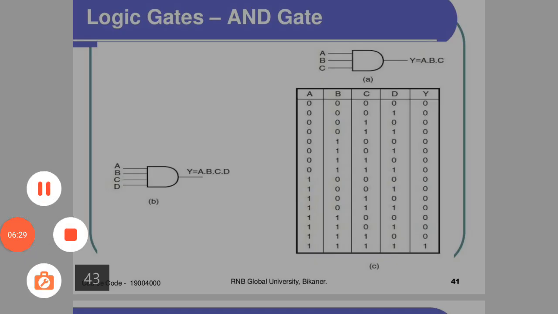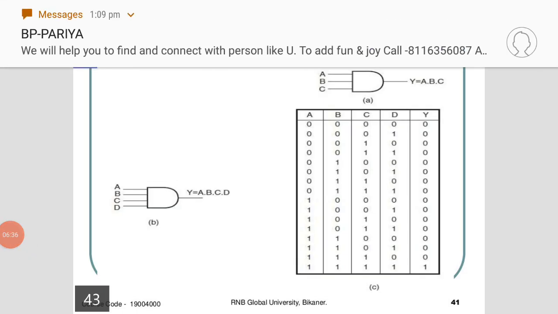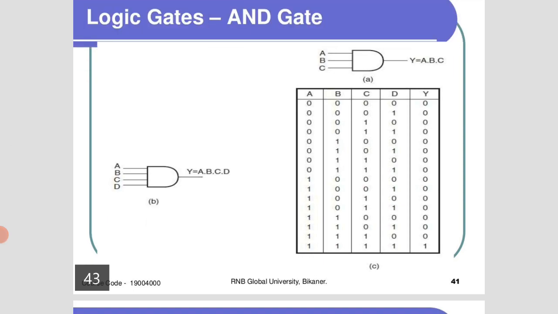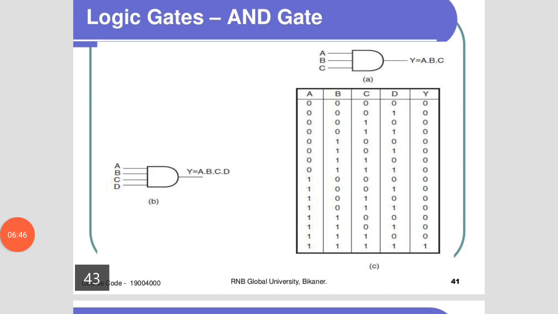Why are all the outputs 0? Because any number which is multiplied with 0, the output obtained is 0. So in the AND gate truth table, only when all inputs are 1, we get the output 1.